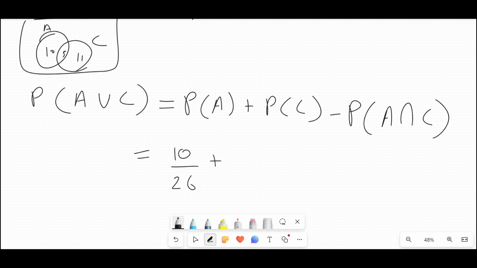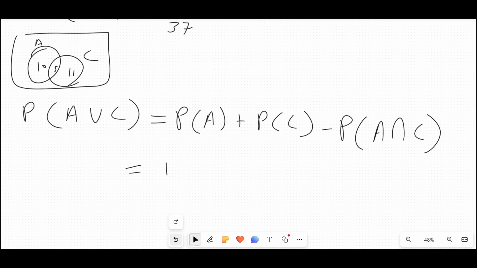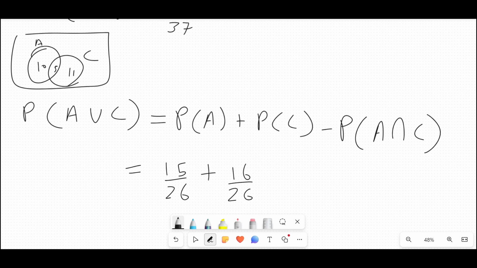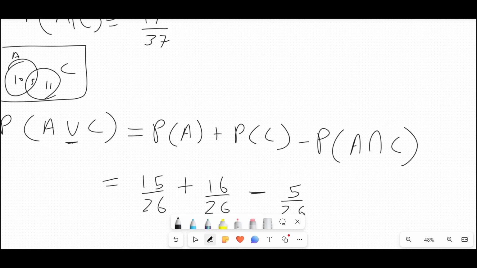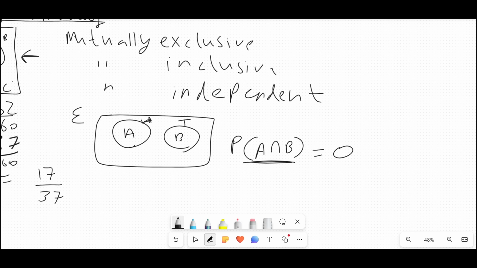plus probability of C is, sorry, it's not 10, it is 15 over 26, because we have the 5 as well. 15 over 26 plus 11 plus 5, 16 over 26. Now this is literally adding the union thing, but we need to add the common thing once. So we need to subtract the 5 once, which is 5 over 26, and that will give us the probability of A union C. So this is what is meant by a mutually inclusive set.